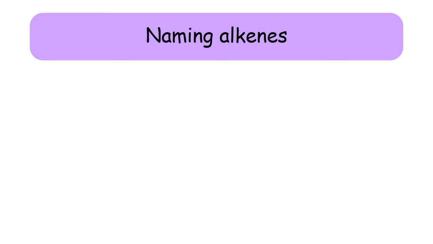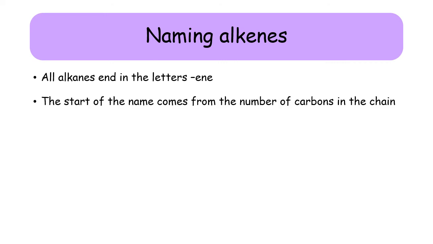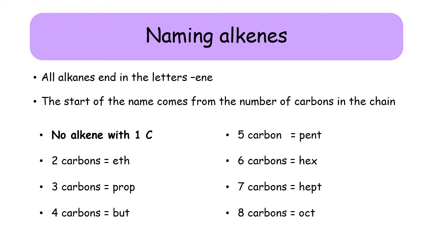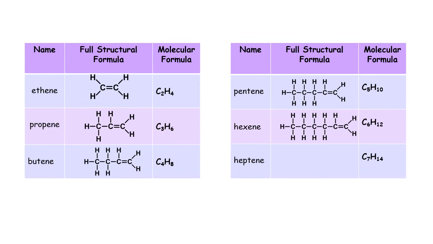When it comes to naming alkenes, they end in the letters ENE. And again, the start of the name comes from the number of carbons in the chain. Now remember, there are no alkenes with 1 carbon, so we don't need to know that. But then it follows the same pattern as we had for the alkanes. 2 carbons eth, 3 carbons prop, 4 carbons but, 5 pent, 6 hex, 7 hept, and 8 oct, giving us these ones: ethene, propene, butene, pentene, hexene, heptene, and octene. If you notice, we've got that carbon-to-carbon double bond inside.